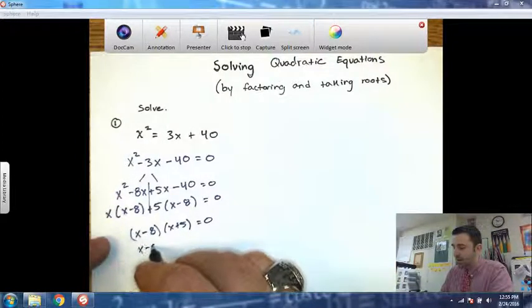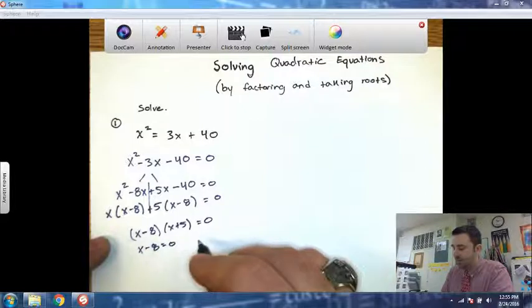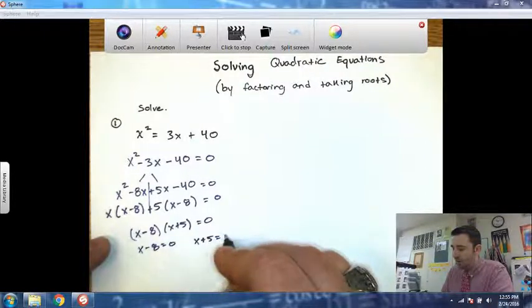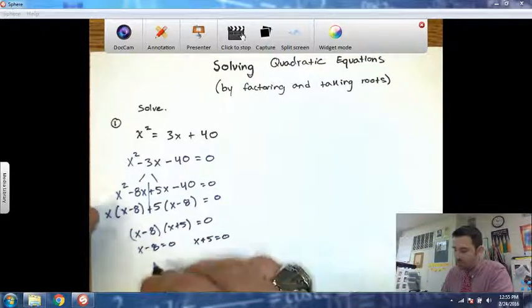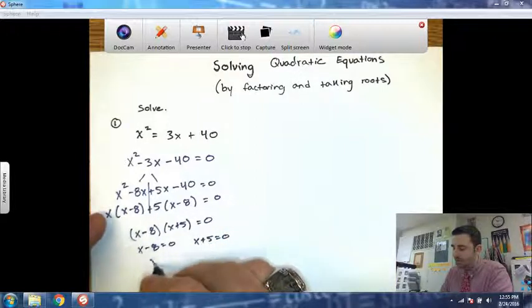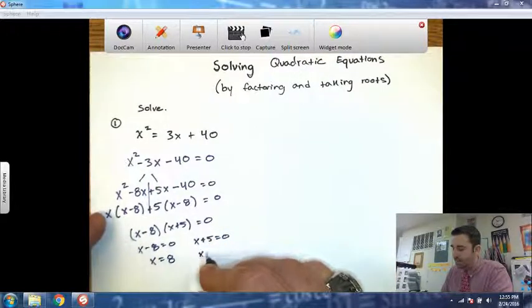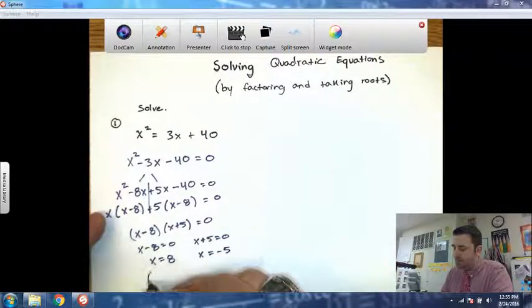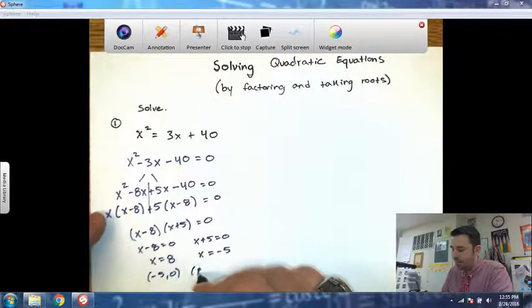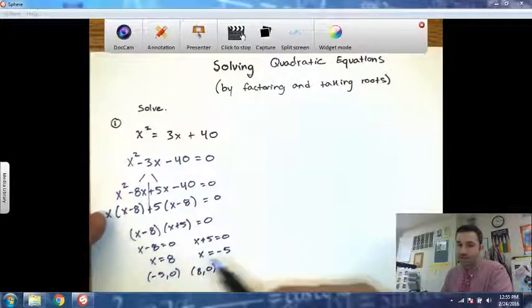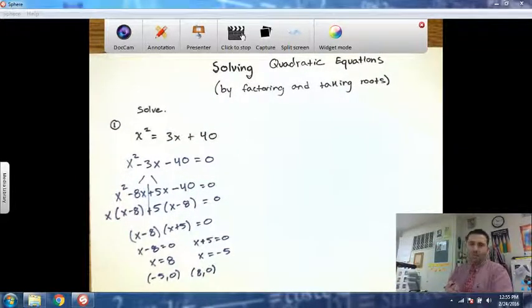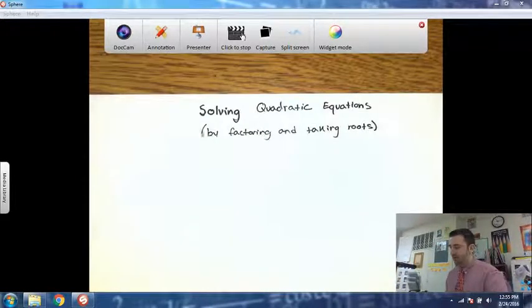The zero product property tells us that if you have two numbers and their product is equal to 0, then one of them has to be 0. So if I take each of these factors and set them equal to 0, I can solve for the solutions. And it's important to note that these solutions are the x-intercepts. They can actually be rewritten as coordinates. Either way is fine. So the next method that we're going to look at is by taking the roots.